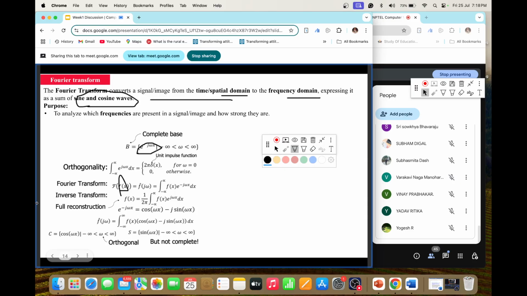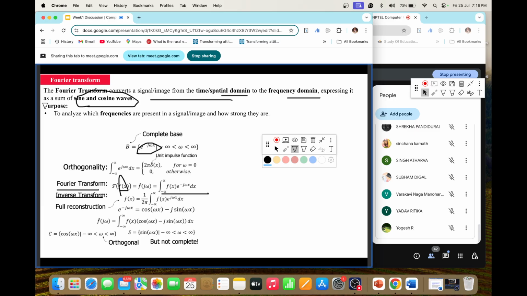How can you convert it? By the inverse transform. That is 1 by 2 pi, integral from minus infinity to plus infinity of F(omega) e to the power j omega x d omega. So these two formulas you should keep in mind. What will come in the question is you will be given a function, and you have to convert it to the frequency domain. How will you convert it into the frequency domain? By Fourier transform. So just keep this formula in mind and you will do the calculation.